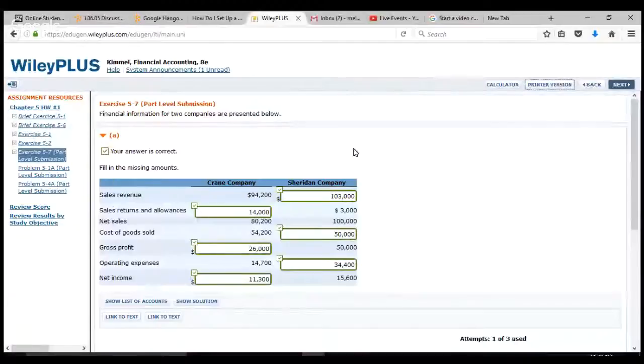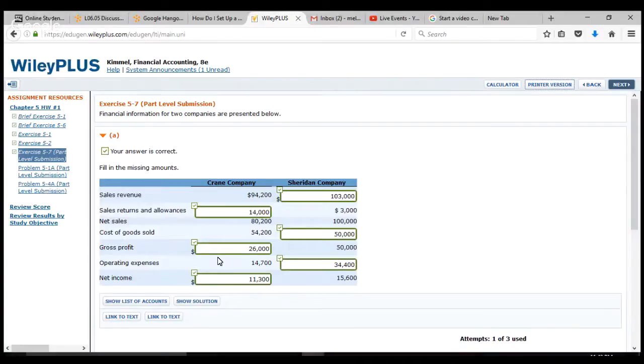This is exercise 5-7 part level submission. We'll start up here at the top, with Crane's Company. To get the sales returns and allowances, you take the sales revenue and minus the net sales. So you take the 94,200 and minus the 80,200 and you get a total of 14,000 for the sales returns and allowances.